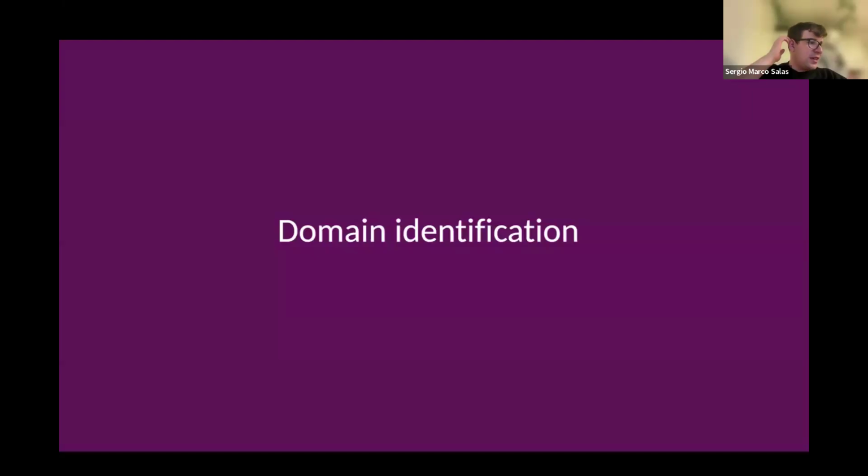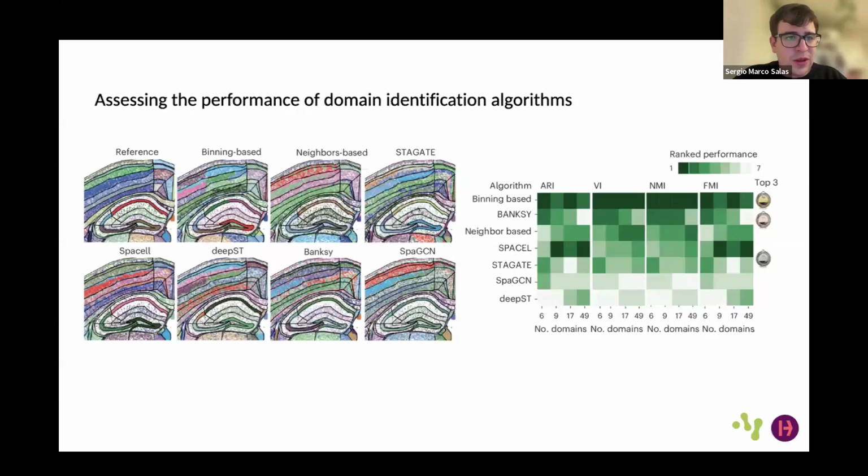The last task we evaluated was domain identification. Domain identification essentially consists in the identification of cellular or supracellular structures that we might have in the tissue. We don't really have a ground truth per se, but in the mouse brain we do have very good references and some atlases with different structures. So we could annotate the different structures that we might have in our datasets.